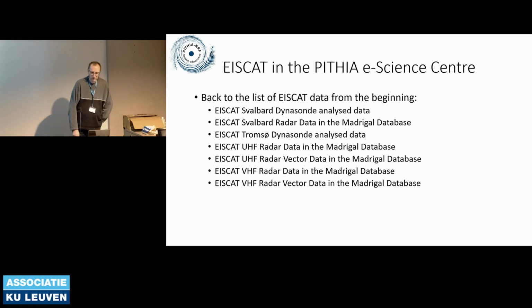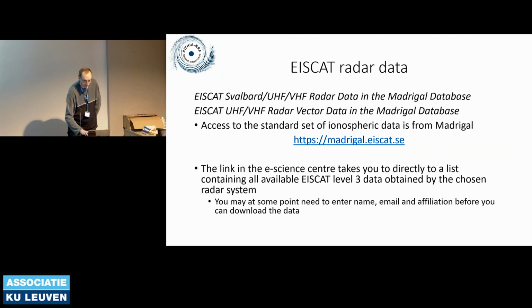So now we're back to the list of things in the EISCAT eScience Center. So now you should understand why we have all the data types and what they are doing there. So to continue, we're searching for EISCAT radar data. It's called EISCAT Svalbard radar data, or in the Madrigal database, or UHF, VHF. So all these 5 points, in principle, what you get when you access it from the eScience Center is a link, takes you directly to a list containing all available EISCAT level 3 data obtained by the chosen radar system.